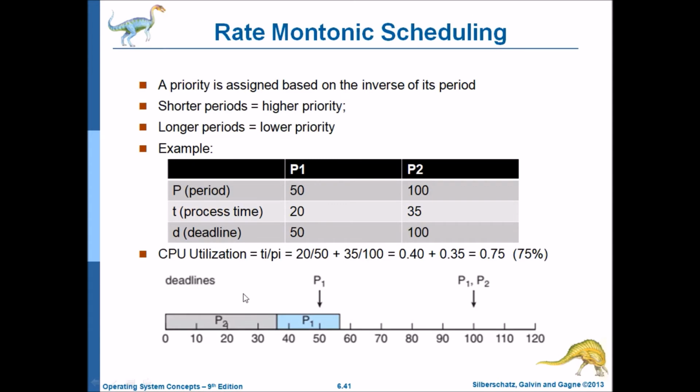Now suppose we assign P2 a higher priority than P1. In this case, P2 starts execution first and completes at time 35. At this point, P1 starts. It completes its CPU burst at time 55.